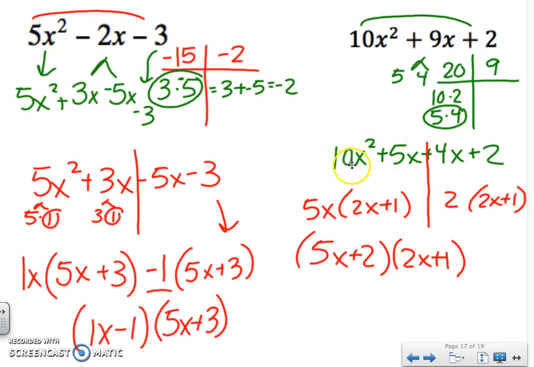A 5 goes into a 10, so I took out a 5, and then I can always take out 1x. Divide to see what goes in this middle parenthesis. Rewrite that parenthesis and divide these 2 numbers to find the outside number. Lastly, combine your 2 GCFs on the outside and rewrite the second one once.